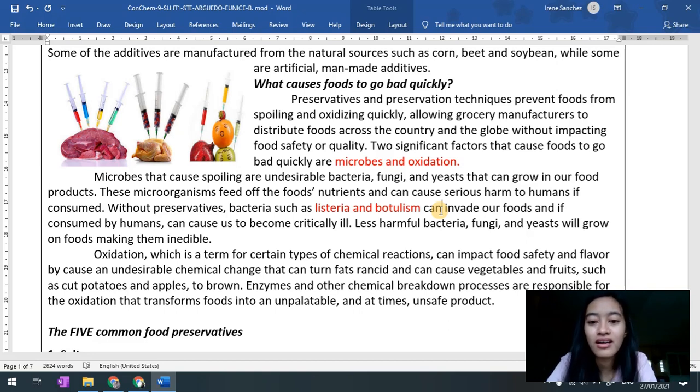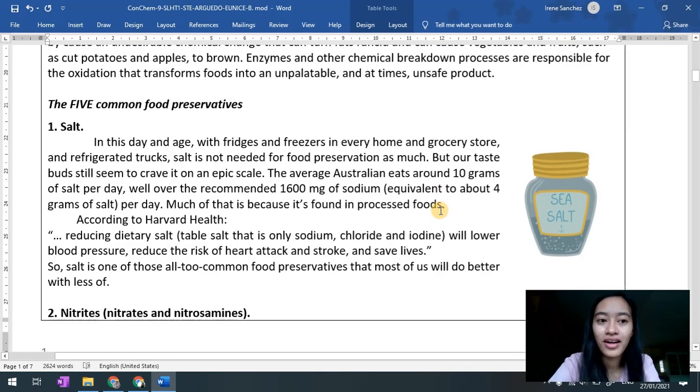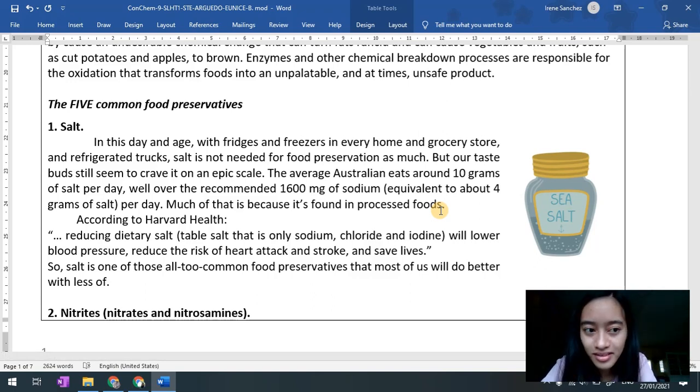So enzymes and other chemical breakdown processes are responsible for the oxidation that transforms food into an unpalatable and at times unsafe product. There are 5 common food preservatives, 5 of them. The first one is salt. Who doesn't know salt?